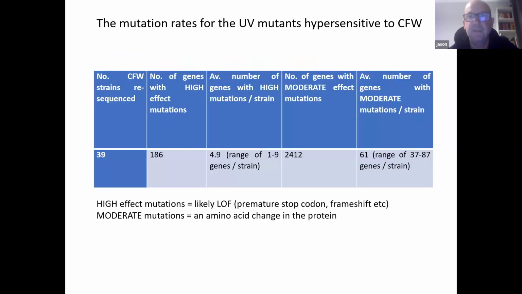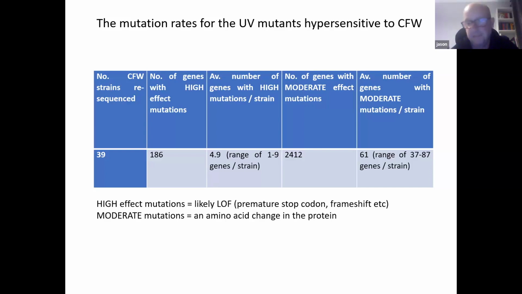And this is a summary of the types of mutations and number of mutations we got in those strains. In total, of the 39 strains we resequenced, we identified 186 genes across those mutants that had high effect loss of function mutations. So that averaged out just short of 5 genes affected by a high effect loss of function mutation in each mutant. We obviously got more mutations causing moderate effects, which are a little bit difficult, certainly for our analysis. So a few thousand in total, and an average of 61 per strain.